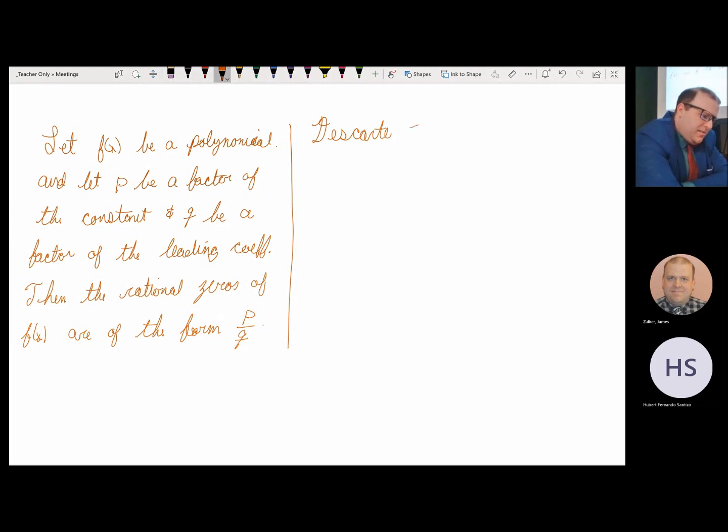I think there's an S on the end. Probably Descartes. And so there's 2 parts to it. One part gives us the number of positive real zeros we can have. Second part gives us the number of negative real zeros.